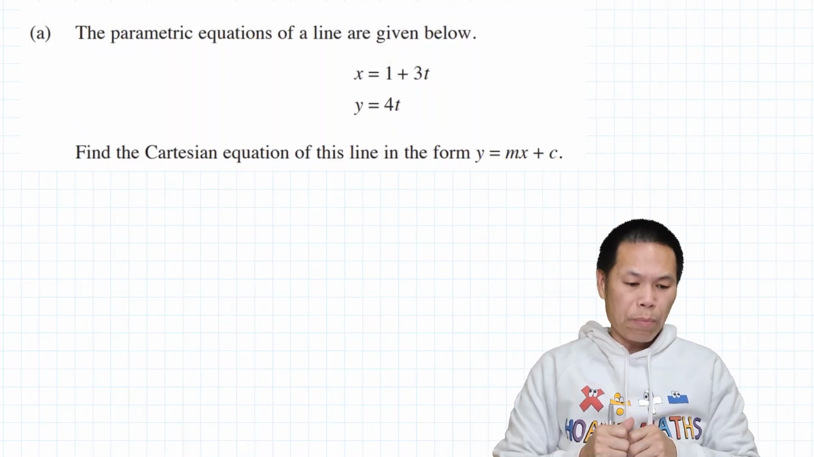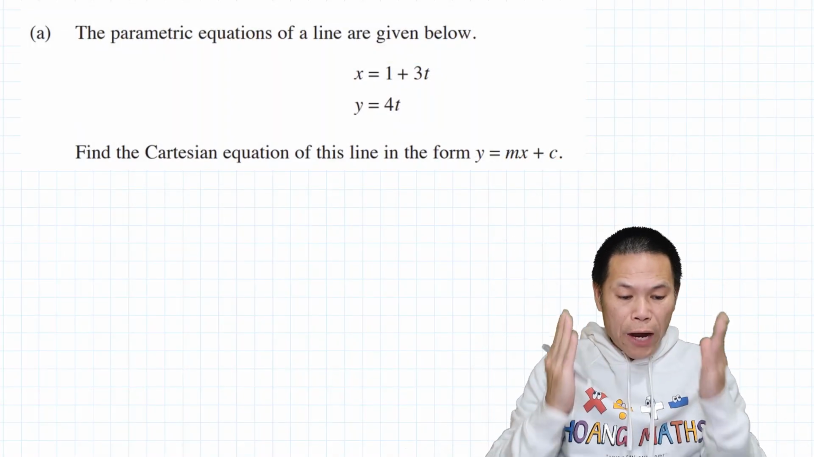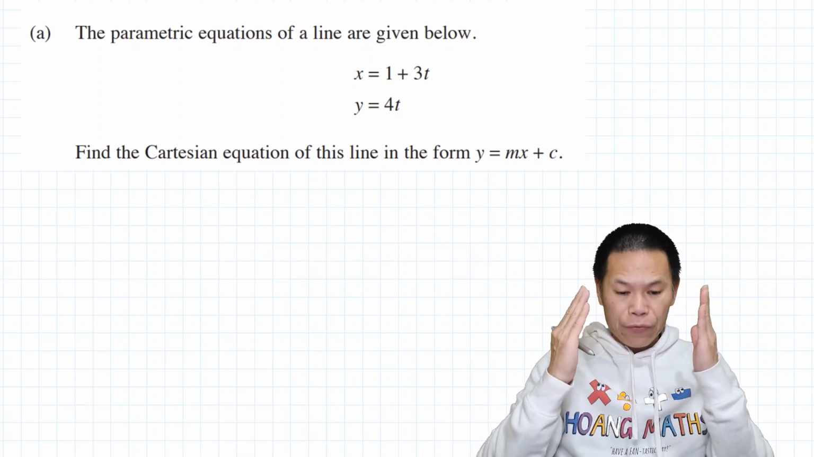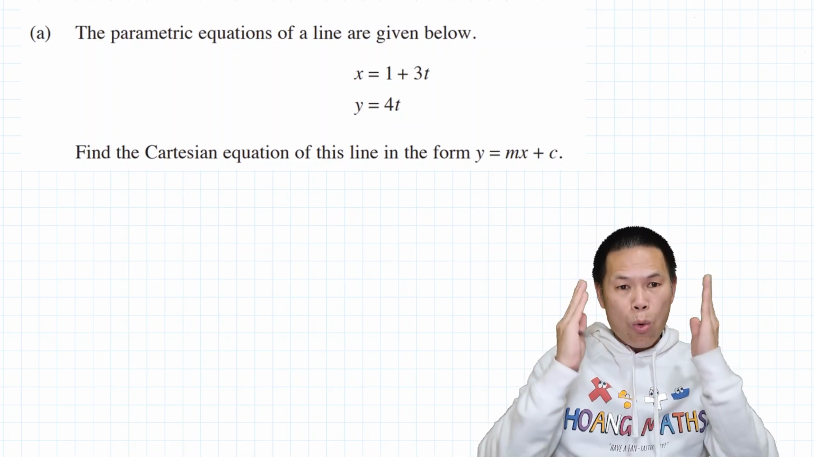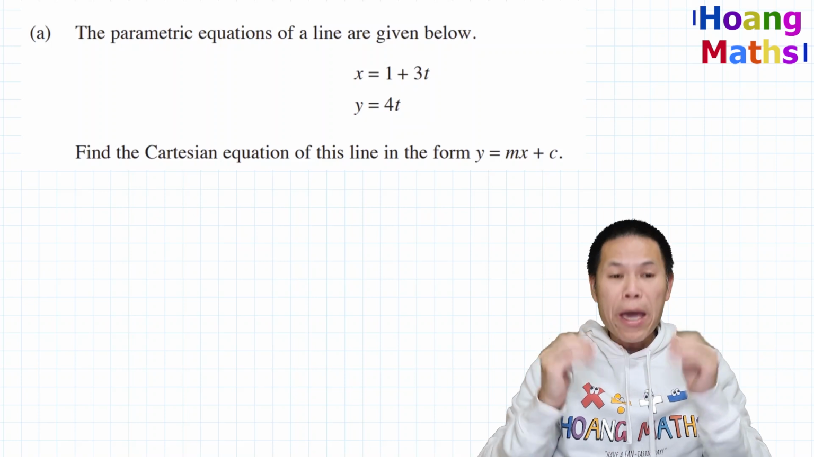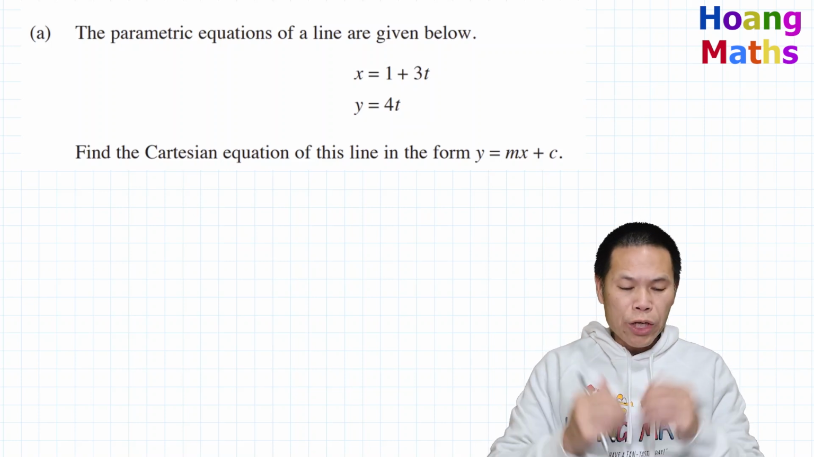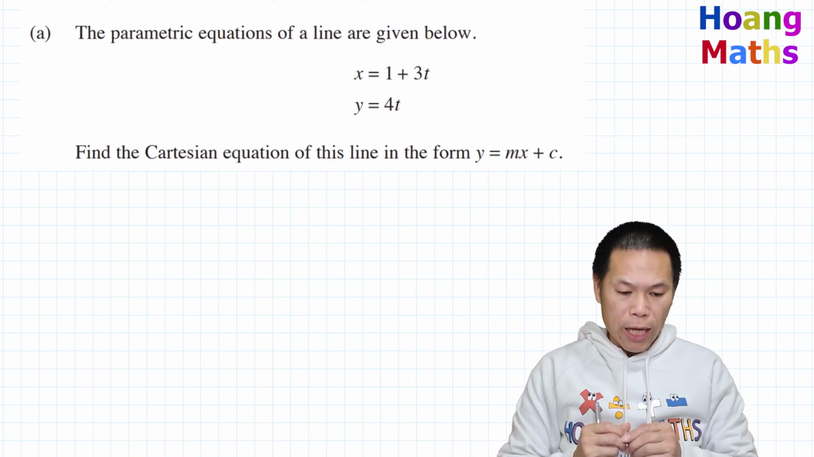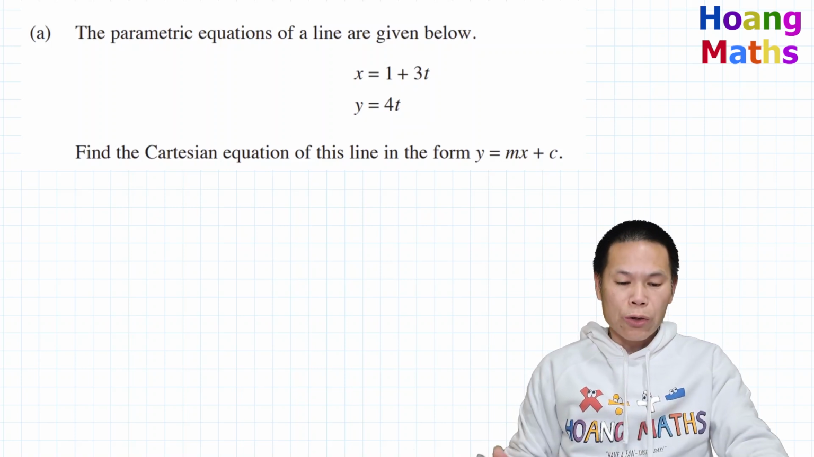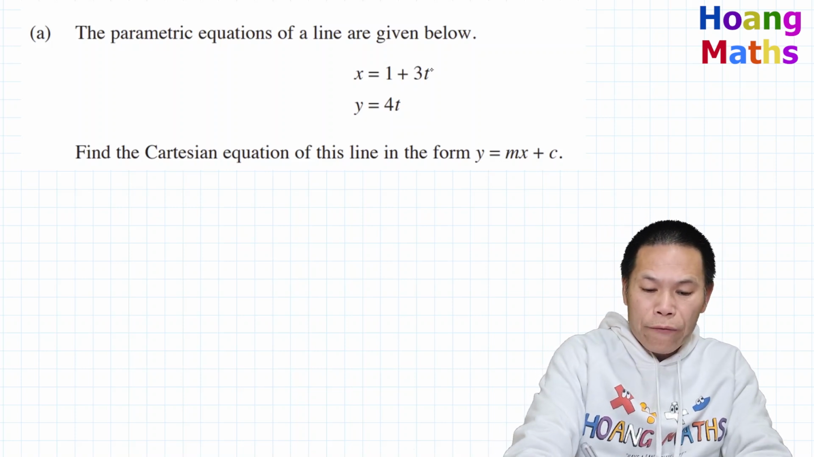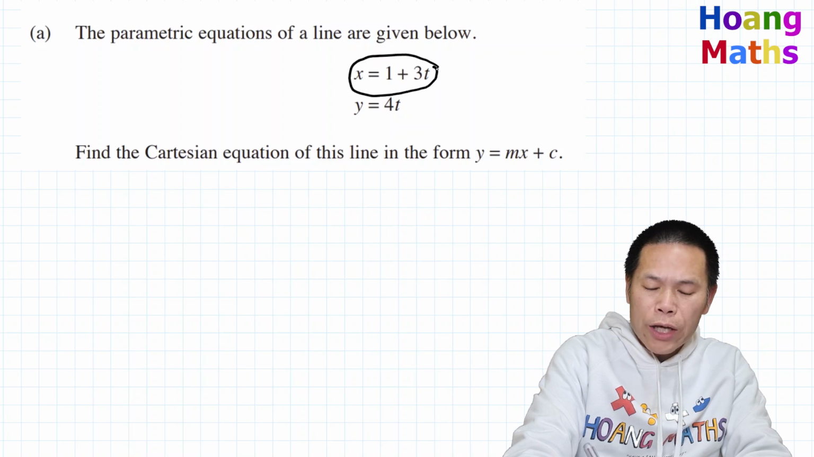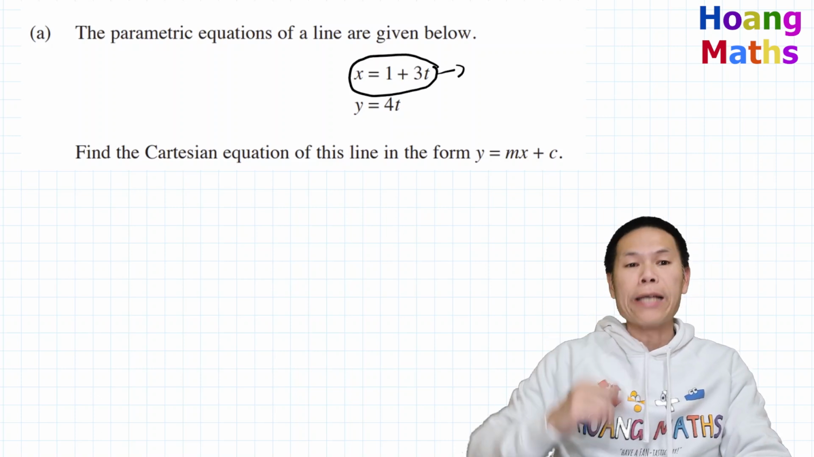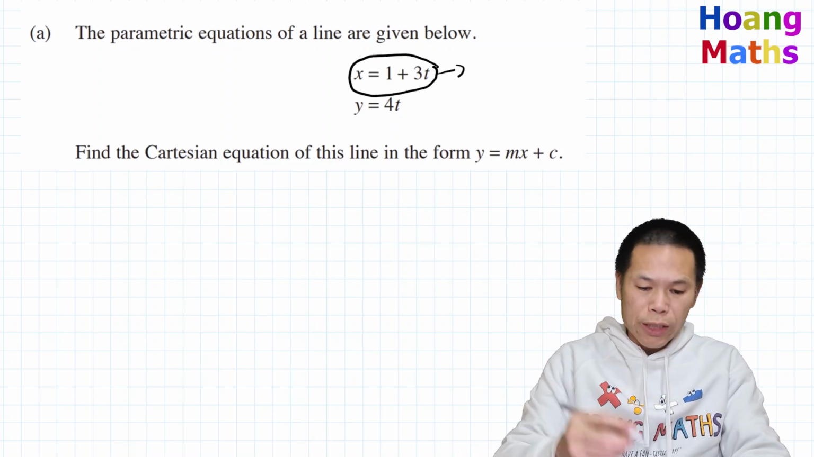Question 11, part A. We need to find the Cartesian equation of this line in the form y = mx + c, so we need to convert from parametric equations into Cartesian equations. Step 1: we need to make t the subject of this equation. Let me just write this down.